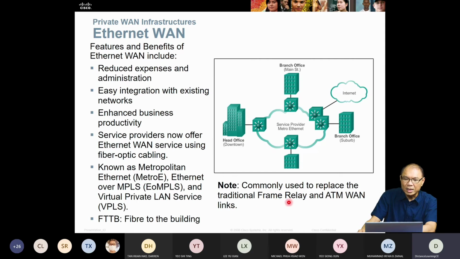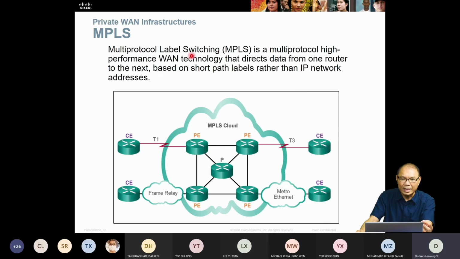Previously, this technology used something called a frame relay and ATM Wide Area Network link. This is the term people use to describe frame relay and ATM Wide Area Network link. It is commonly used to replace the traditional concept of frame relay and ATM Wide Area Network, so they now call this collectively Ethernet Wide Area Network. Another one we have is multi-protocol label switching. This is also a private wide area network technology. So all these are private wide area network technologies.